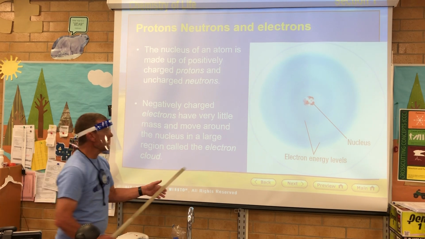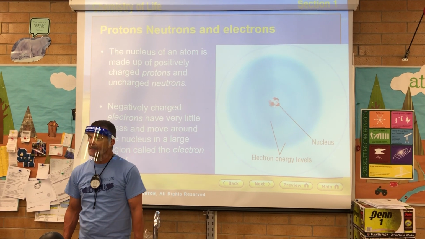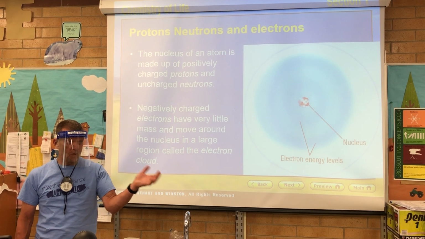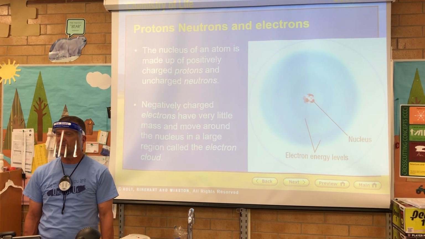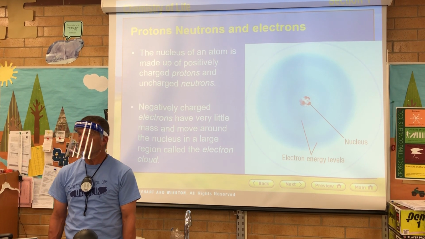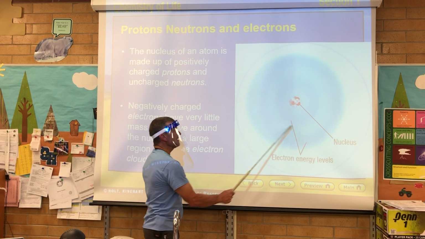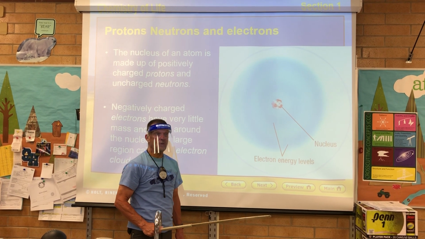Then flying around on the outside are electrons, and they are negatively charged. They fly around so fast that you can't see them. It just creates a blur. And that's what this is. This is the cloud, which represents the blur from the electrons moving so fast.